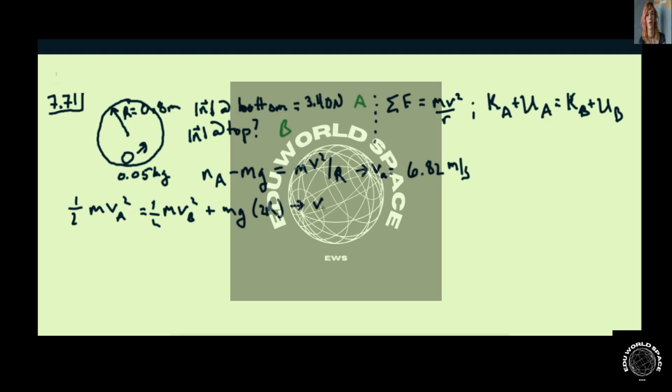So now v_B, just subtract this off, multiply it by 2 over m, take the square root, and you find that it's going at 3.89 meters per second at point B.